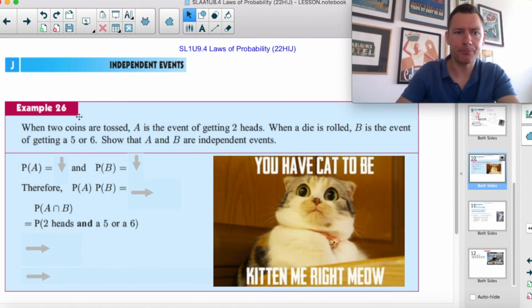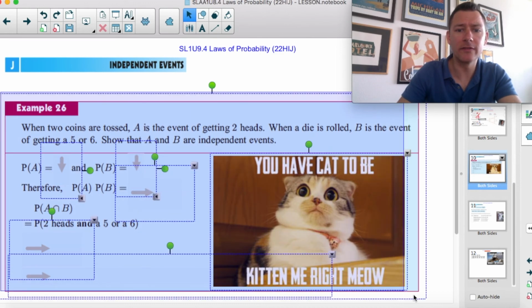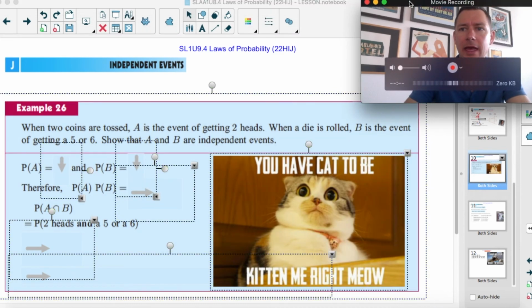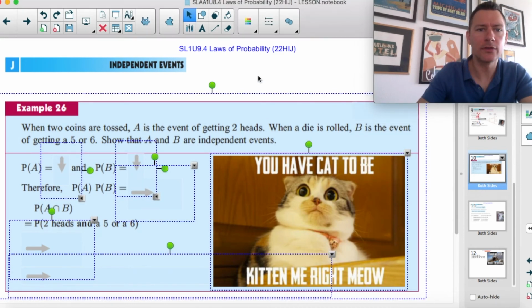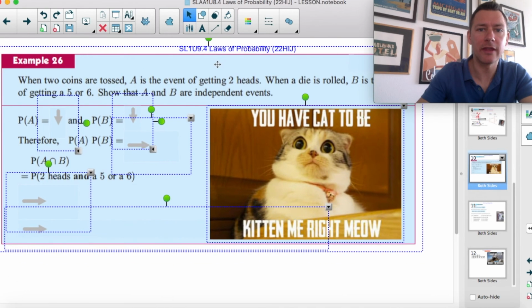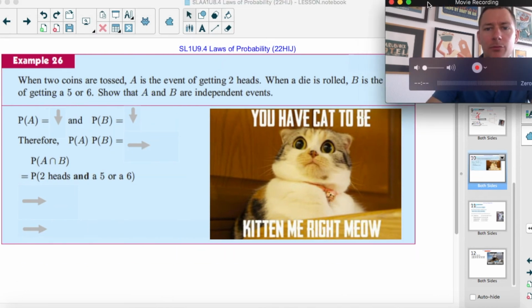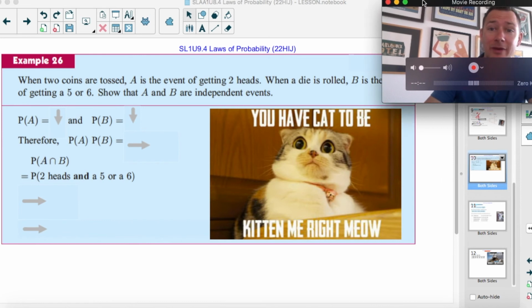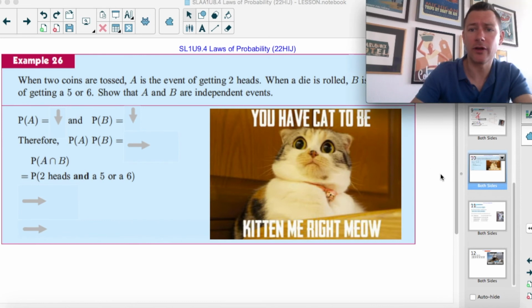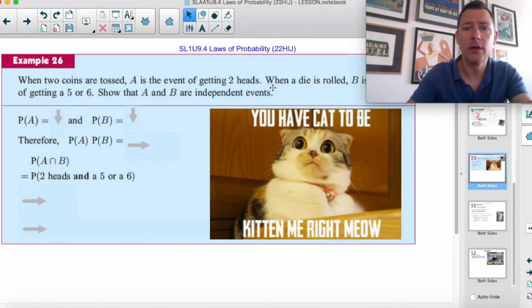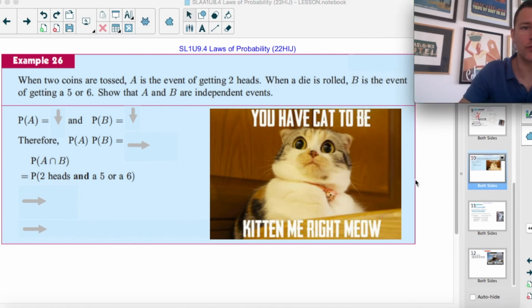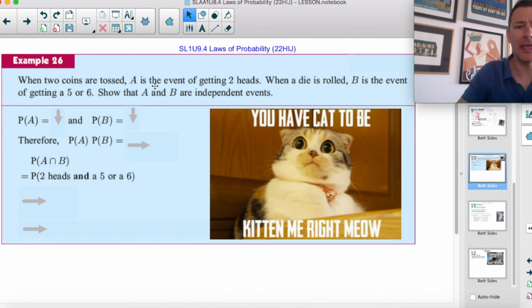Okay, so let's try this out. Two coins are tossed, and we want to show that these are independent events. They seem like they should be independent events because one's a coin toss, and the other's the die roll. So when two coins are tossed, A is the event of getting two heads. When a die is rolled, B is the event of getting a 5 or a 6. Show that they're independent.